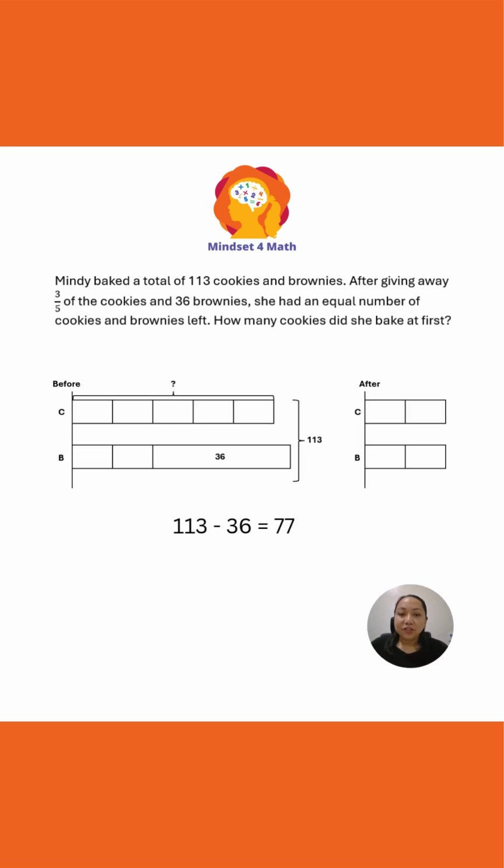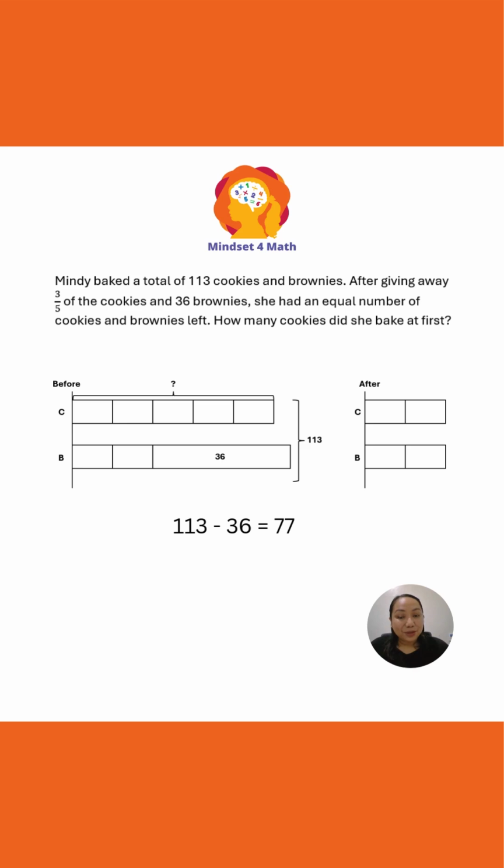How many cookies did she bake at first? So we're going to mark the whole bar for the cookies in the before model with a question mark. Now, notice that in the before model, we will see that 7 equal units plus the 36 will make 113.